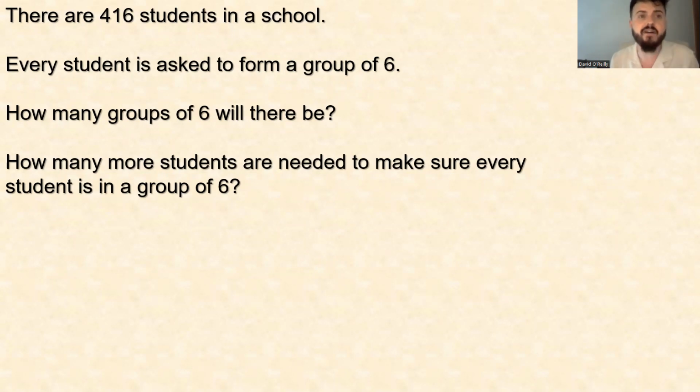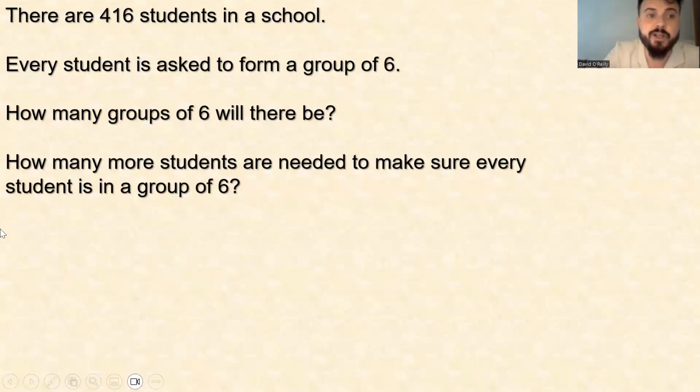Okay, there are 416 students in a school. Every student is asked to form a group of 6. How many groups of 6 will there be? How many more students are needed to make sure every student is in a group of 6? It's very wordy, but at the moment, I think I've comprehended that question. I think what it's telling me is that there's a certain amount of students. They need to be divided into groups of 6. How many groups do I have?